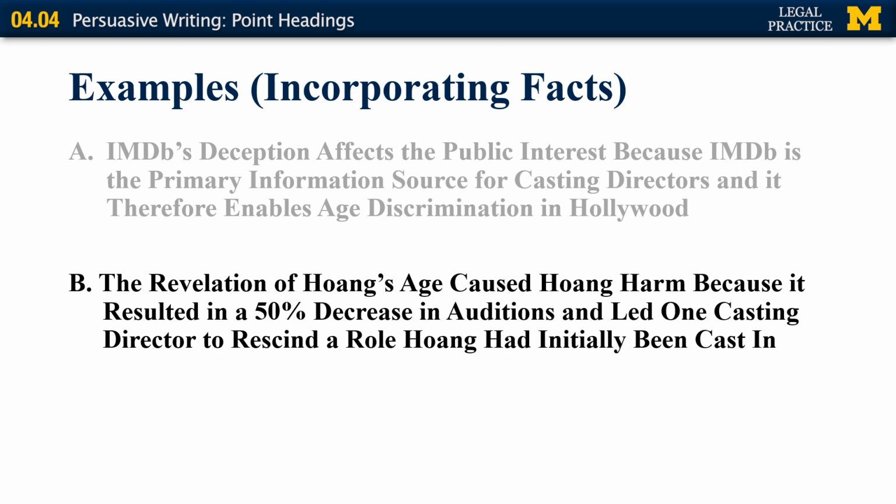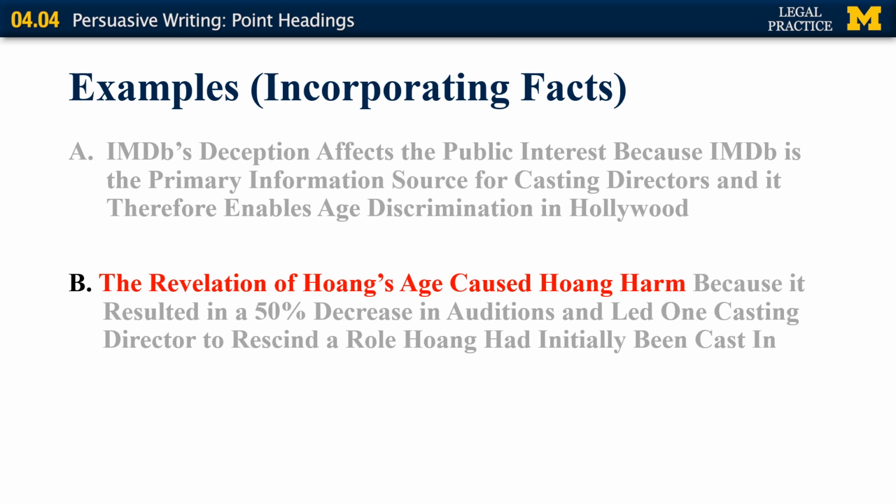Okay, here's another example. This is where Ms. Wang has to prove that she suffered harm because of IMDb's actions. The revelation of Wang's age caused Wang harm because it resulted in a 50% decrease in auditions and led one casting director to rescind a role Wang had initially been cast in. Again, we see the essential assertion, the revelation of Wang's age caused Wang harm, and then the because clause, because it resulted in a 50% decrease in auditions and led one casting director to rescind a role that she'd initially been cast in.